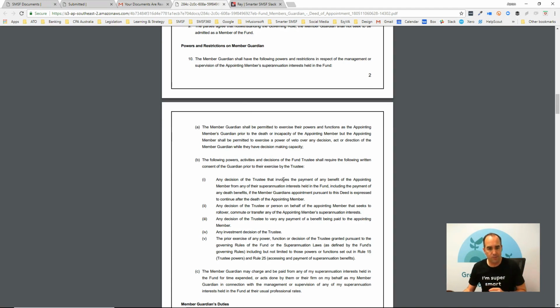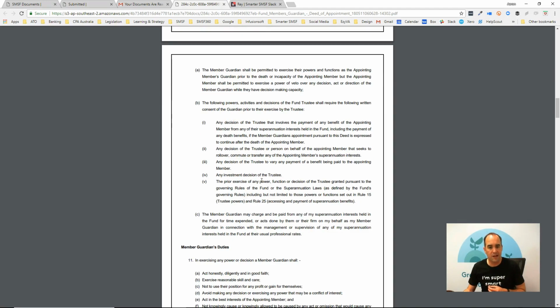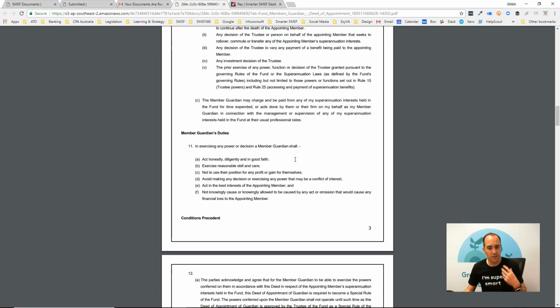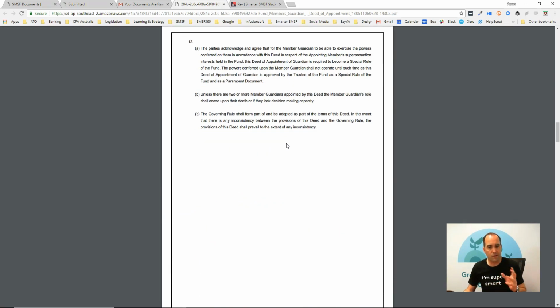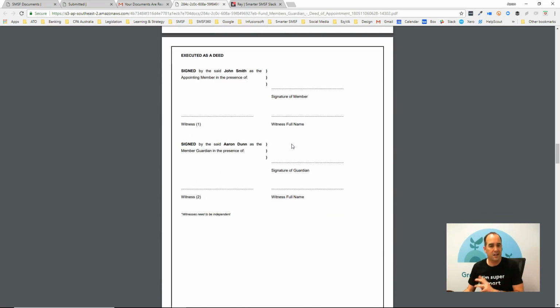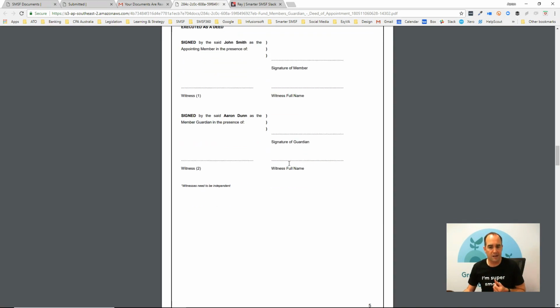So any investment decision, the details of paying benefits, the ability to roll over, commute or transfer amounts, and any other exercising of power or function that is ultimately granted by the trustee. And then once we have that, we have our conditions precedent, and then ultimately it is signed off by both the member, being duly witnessed, and the guardian as well.